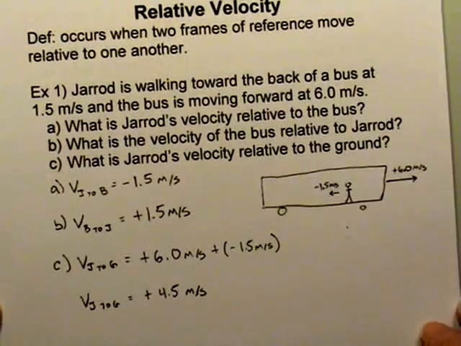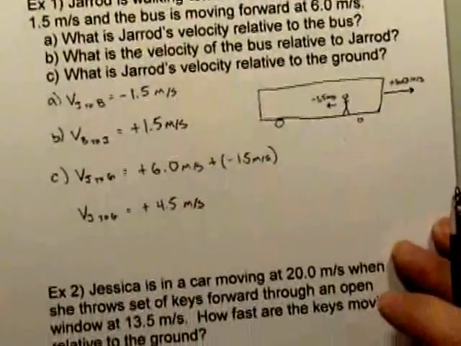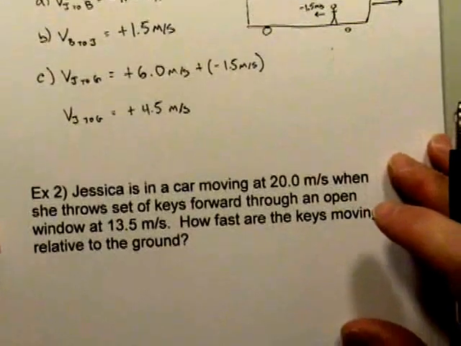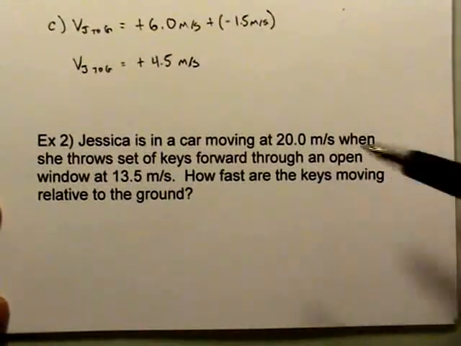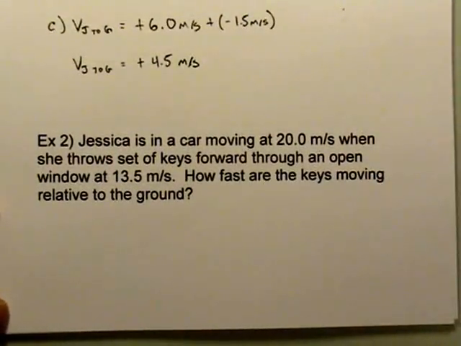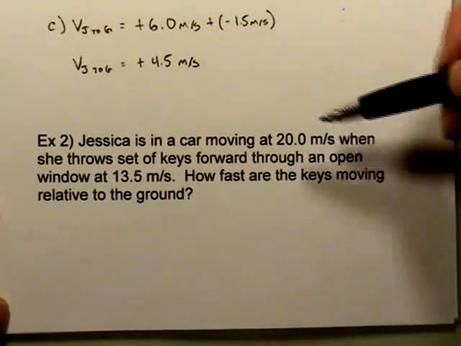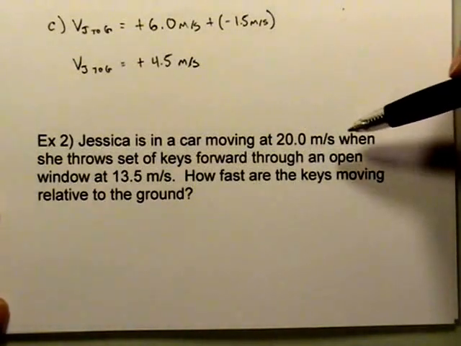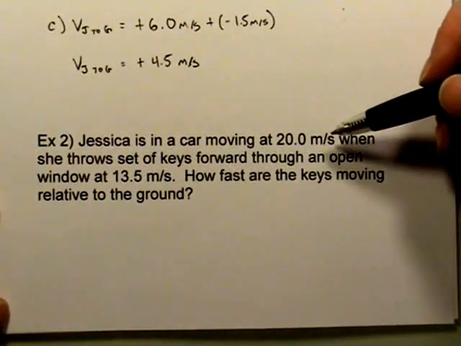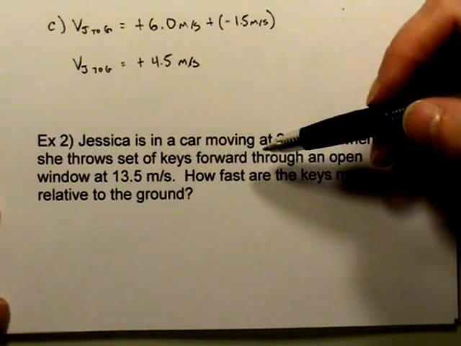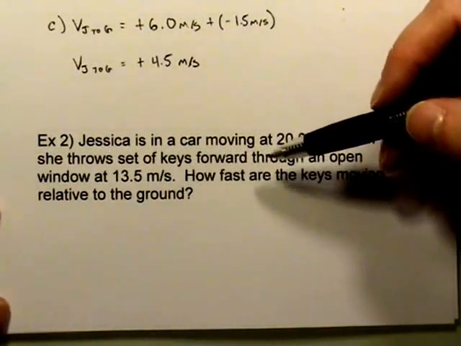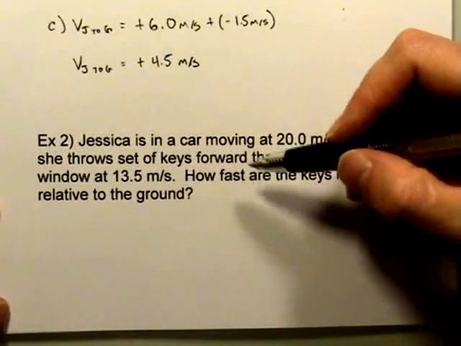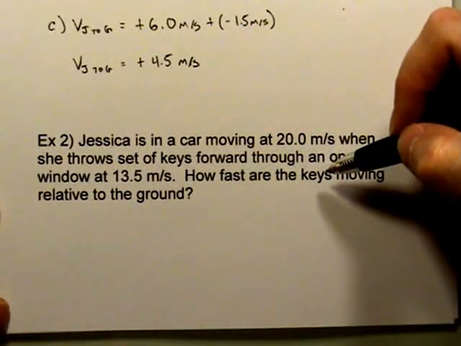So let's go to a kind of related but slightly different question. In this one, we'll have Jessica sitting in a car that's moving at 20 meters per second, so she obviously has that same velocity. In the car's frame of reference, she's not moving at all, but in the frame of reference of the ground, she has the same speed that the car has. And we're going to have her throw a set of keys through an open window at 13.5 meters per second. And the question then is, how fast are the keys moving relative to the ground?